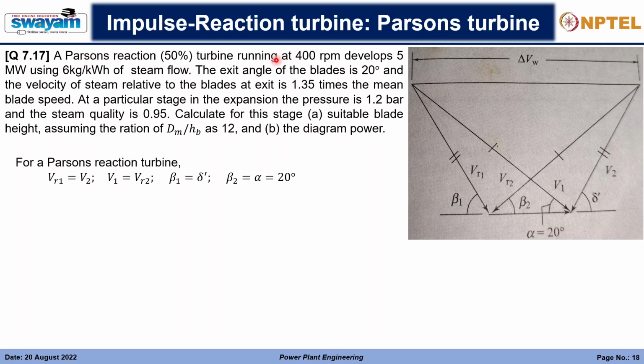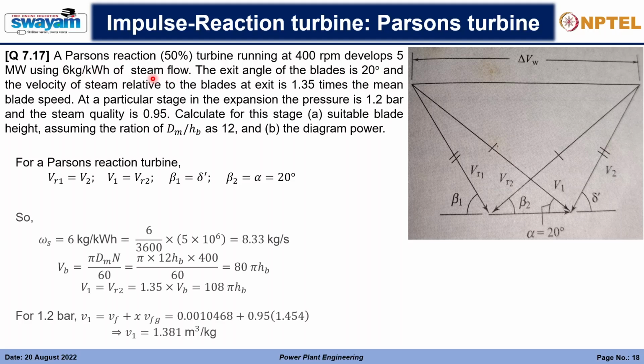The turbine is running at 400 rpm. It develops 5 megawatt using this much steam. So we first calculate the mass of the steam flowing. How do we do that? We know 6 kg per kilowatt hour. So how much is it producing? It is 5 megawatt. So we simply multiply it, and then we get in kg per second how much steam is being flown.